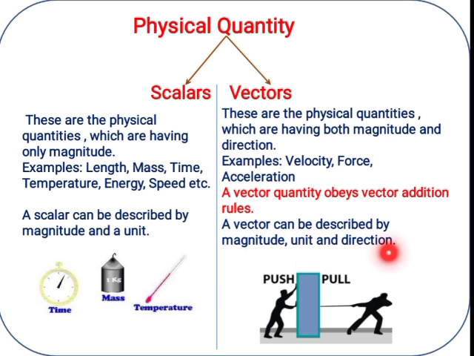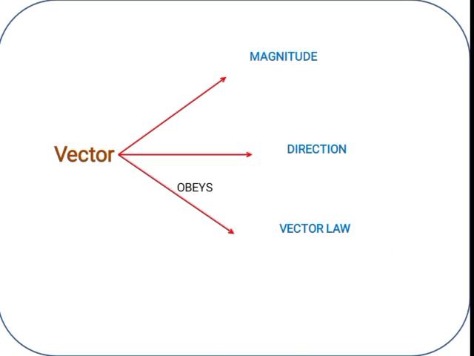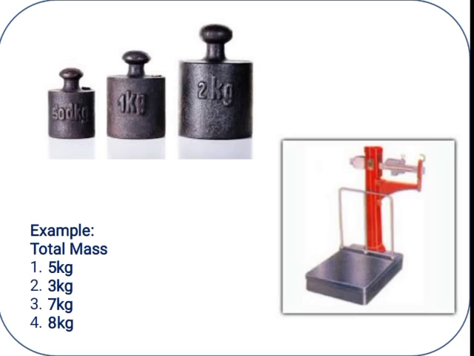So 3 points are important here. For a vector we have to remember basically 3 points. First, a vector has both magnitude and direction, and a vector has to obey vector addition laws. These are very important. I have prepared a few questions based on your understanding of vector and scalar concepts. These are very interesting and simple, and will help you for your CET, NEET or JEE exams.